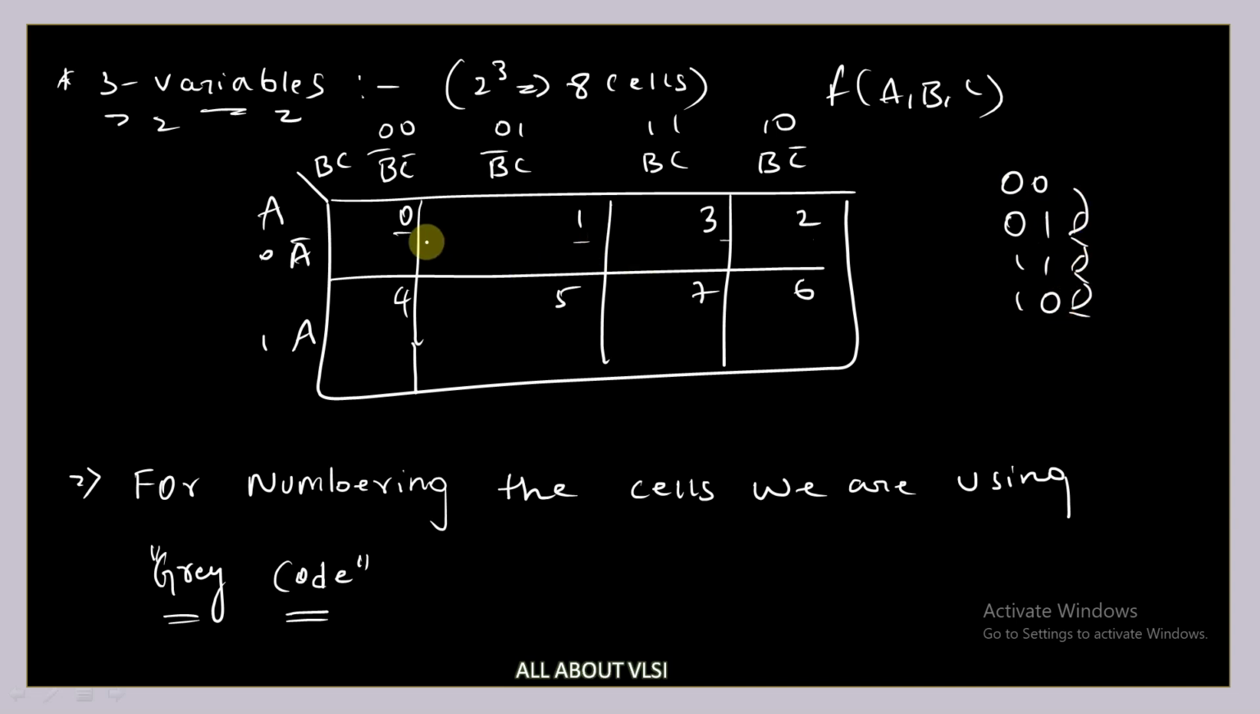Okay, so that's why we are using gray code representation, because in the K map we need adjacent cells to be grouped. If we use this gray code, then there is only one bit difference. So that's why we are using this gray code for numbering the cells of the K map. And this is the SOP form of representation.